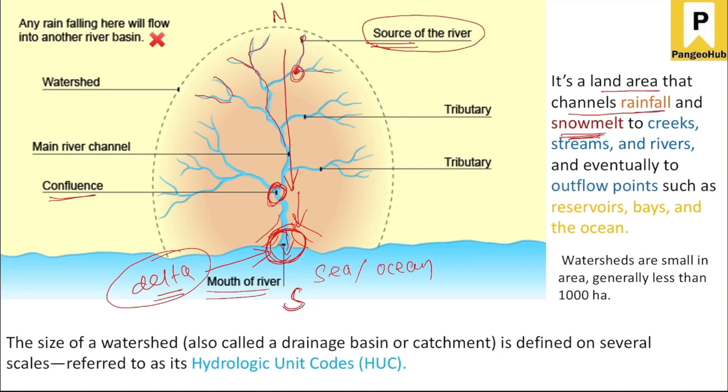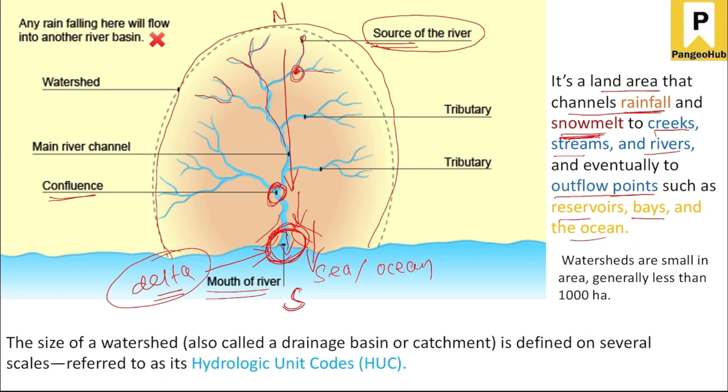So a watershed is a land area that channels the rainfall and the snow melt to creeks, then streams and rivers, and eventually to outflow points such as a reservoir, bay and the ocean. So overall this area is called a watershed, where small streams, creeks and rivers funnel all the water to the mouth of the river, and finally from the mouth of the river the water enters into the sea. Commonly the whole area is called a watershed.